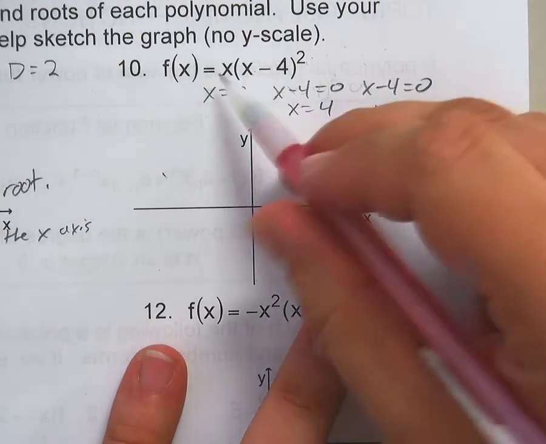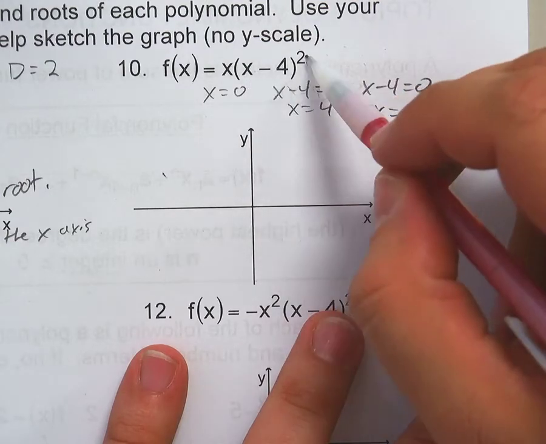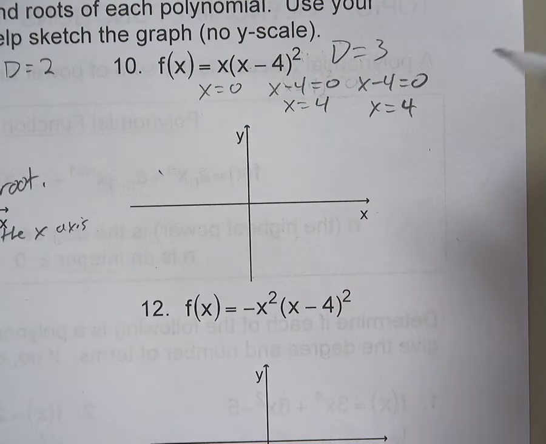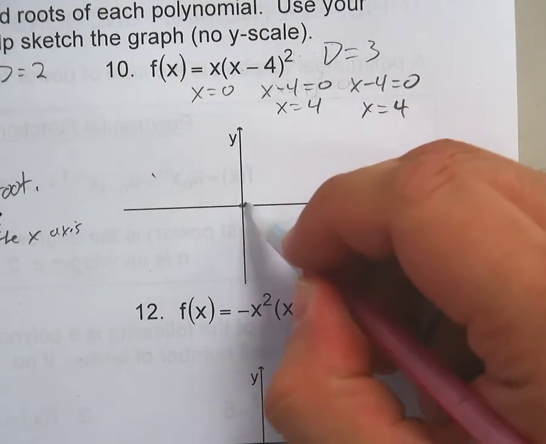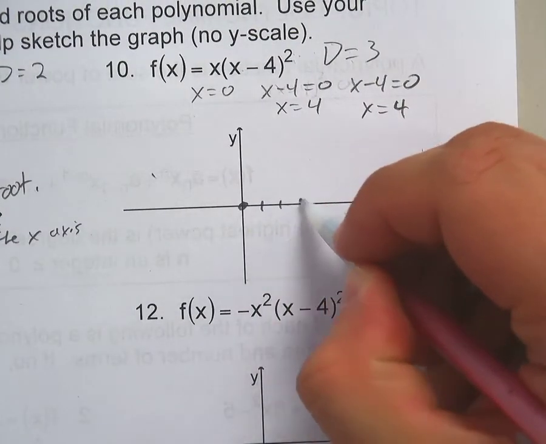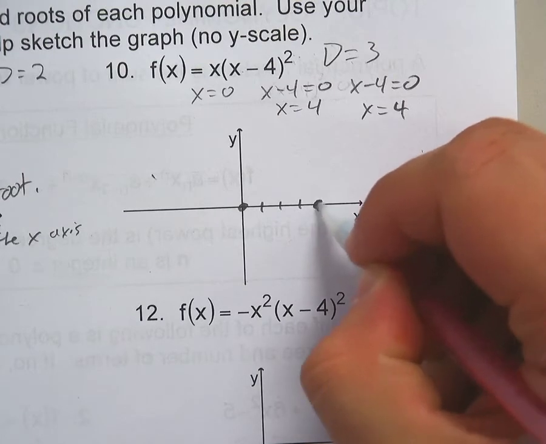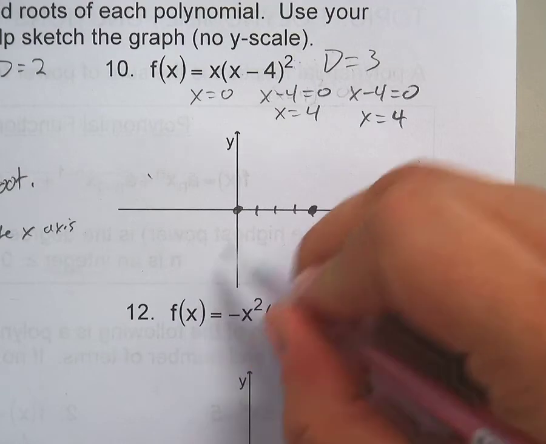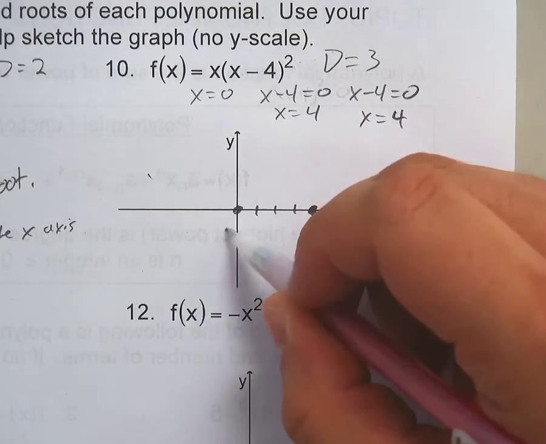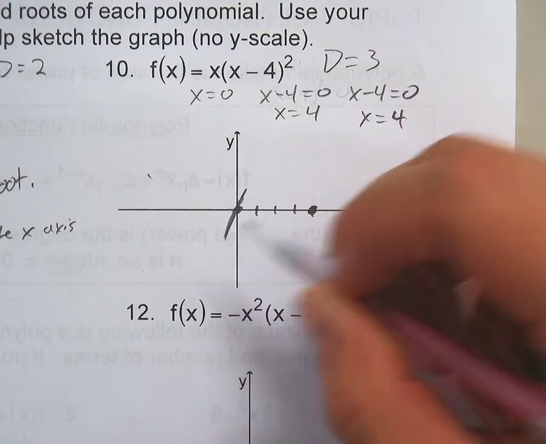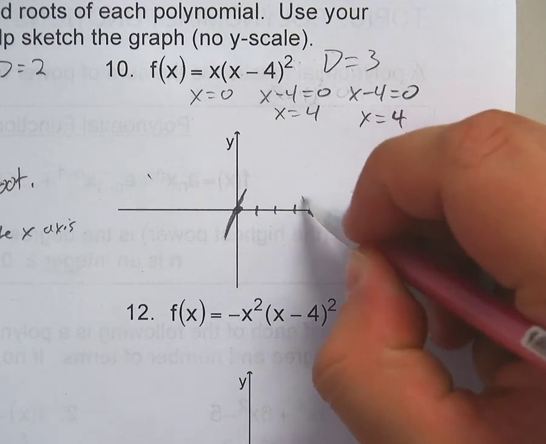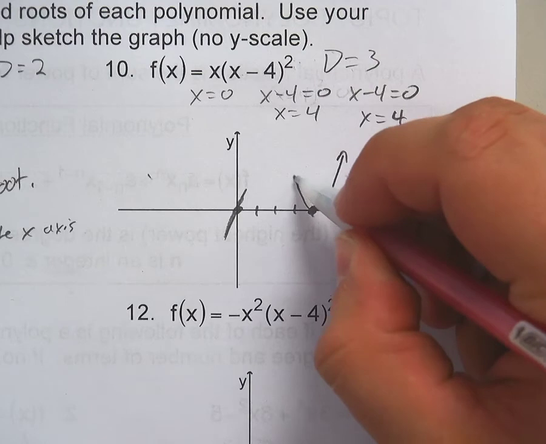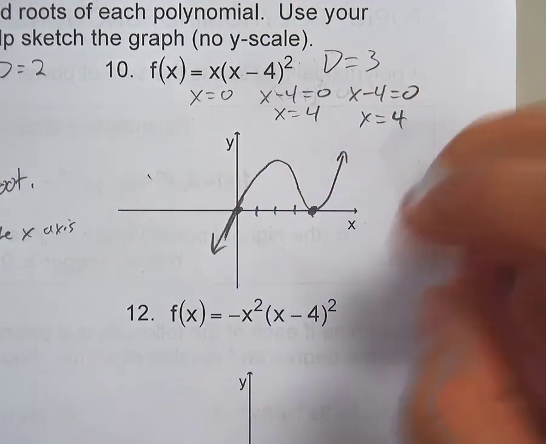Alright, if you multiply this all out, we'll have x squared times x will be x cubed, so this is a degree of 3. And the roots happen at 0 and 4. Now this 4 though is called a double root. Here's what this is going to look like. Since 0 is a single root, I'm going to cross here. And a double root means that you bounce off of the x-axis and come up again. And then just complete your graph.